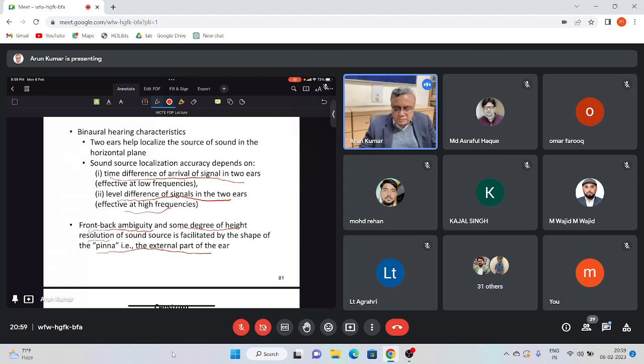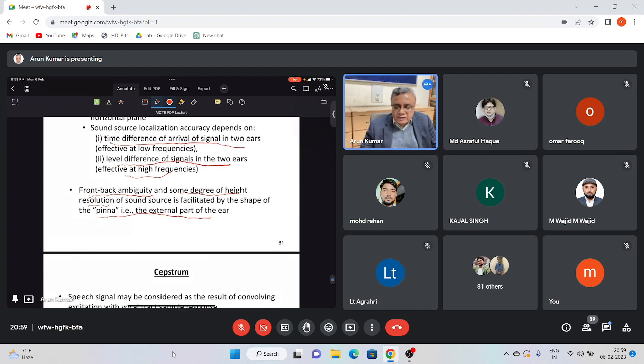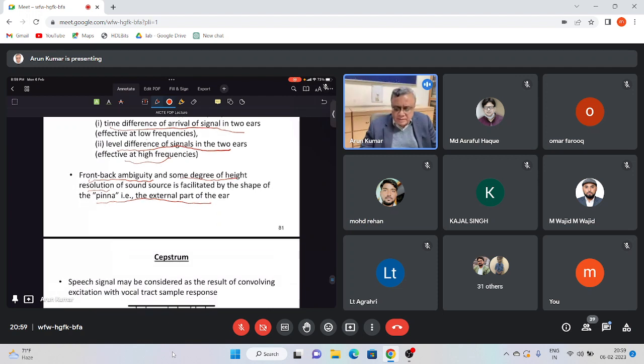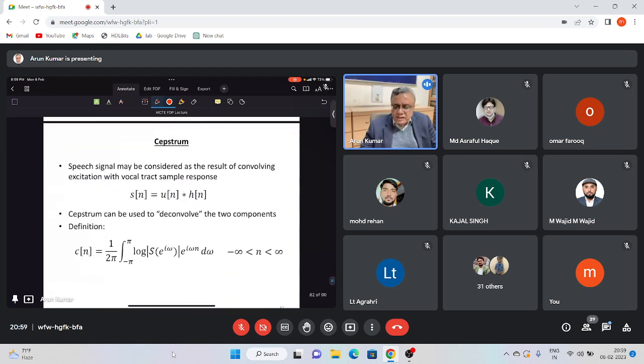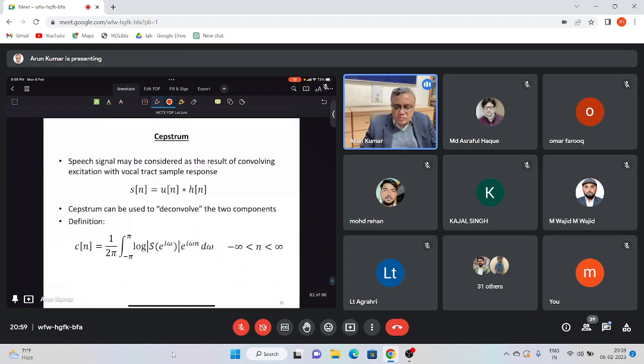So this brief exposure essentially gives you a feel of the various phenomena in the human ear which are relevant in order to develop applications. And I'll briefly mention one of these, which is the cepstrum, which is derived from the human ear phenomena and is used heavily for speech recognition applications.